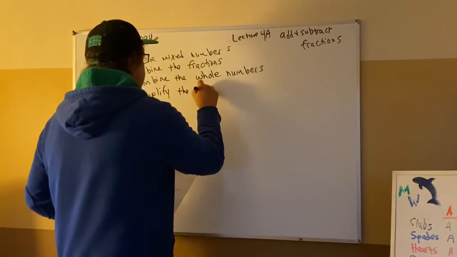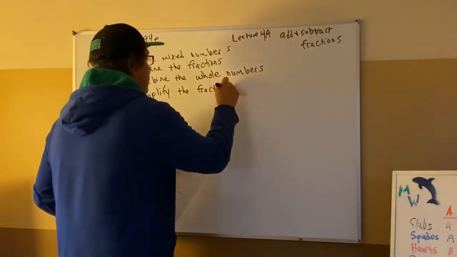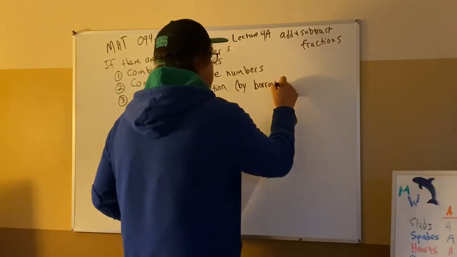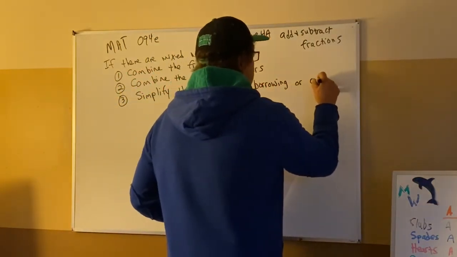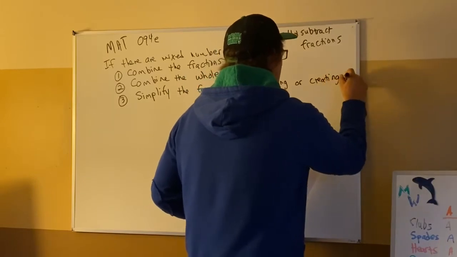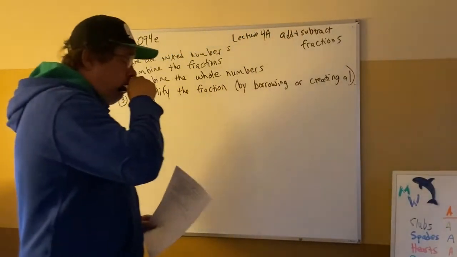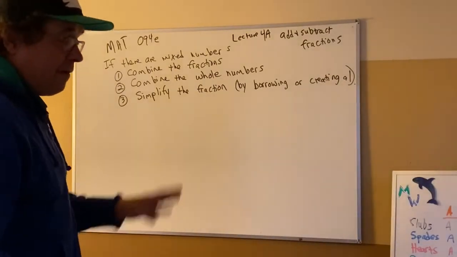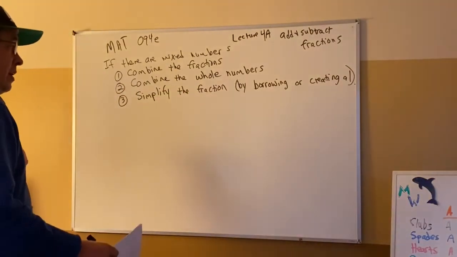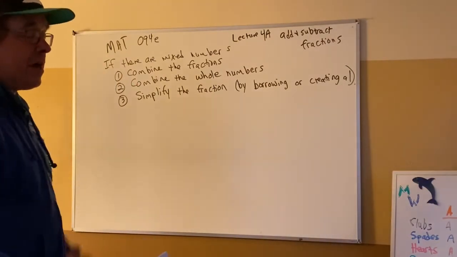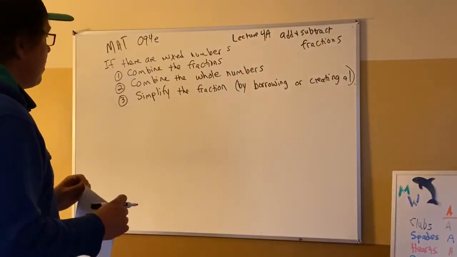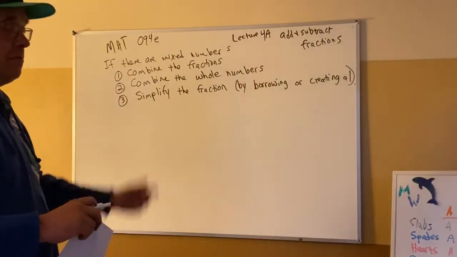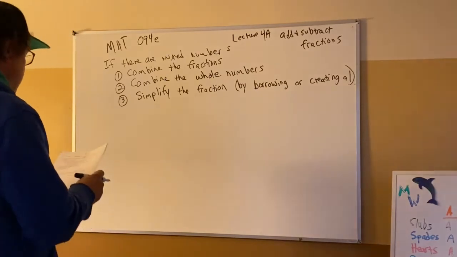Three, simplify the fraction by borrowing or creating a 1. From whom? From the whole number. If you don't have enough, you borrow 1. If you have too much, you create a 1. And you're going to have just a proper fraction at the end of your mixed number work. But remember, if you don't have enough, borrow 1. If you have too much, create a 1 to get yourself down to a proper fraction at the end of this mess.